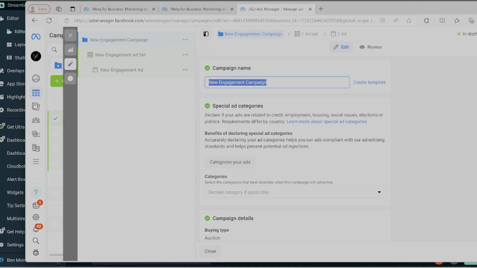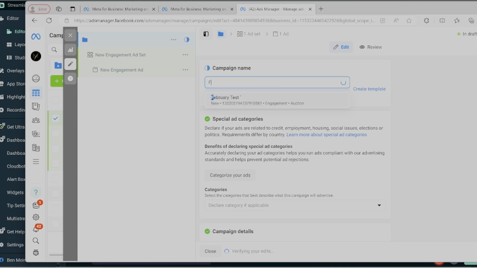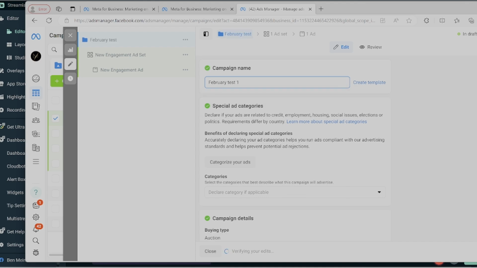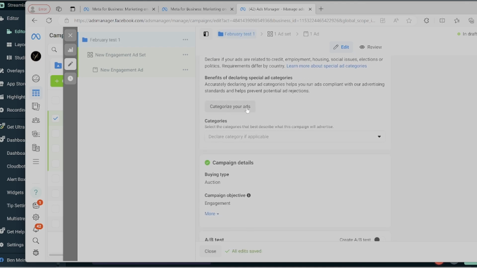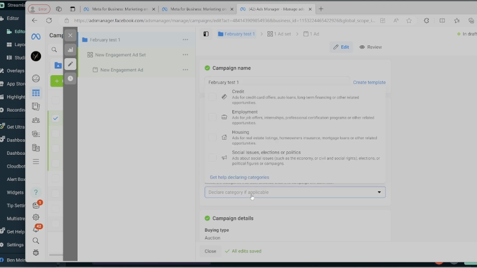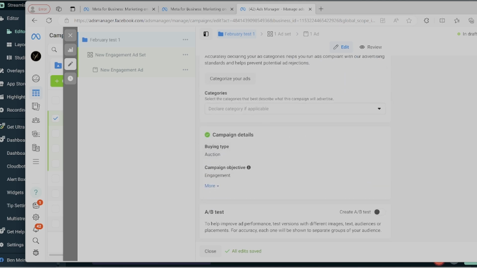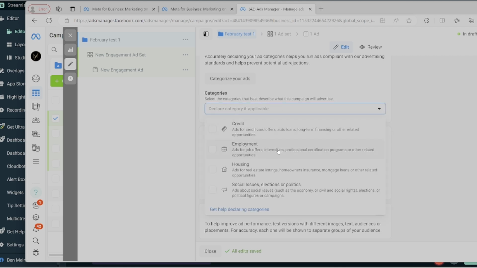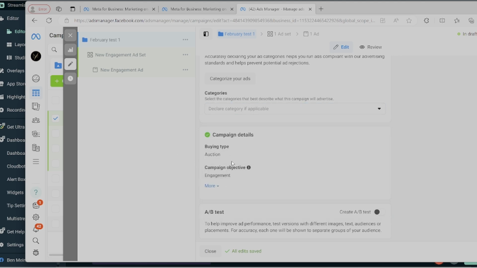But this video is going to focus on just this campaign setup section. So at the very top, we can go ahead and rename this campaign. Name it February Test 1. Okay. And we're going to leave all this blank. This is only if you run credit repair ads or something, or you're running political ads, or if you're going to hire someone, so that's probably the most applicable for anyone watching this, but that's not going to be something you really touch.